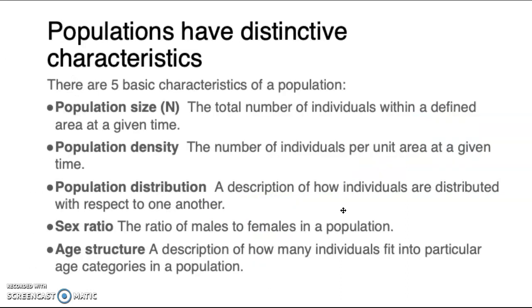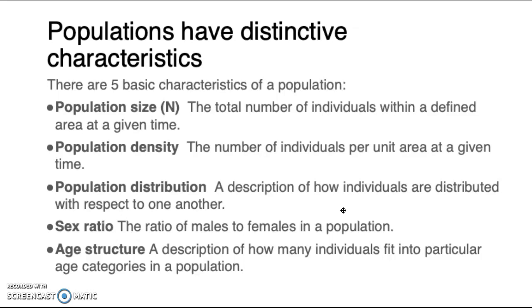There is 5 characteristics of a population. The first is size. This we represent with the capital letter N. So this is just a count of the individuals within a certain area at a certain time. Population density is the number of individuals per unit area. So when you see the word per, you want to think about a division sign. So we would take our number of individuals and divide by whatever our given area is.